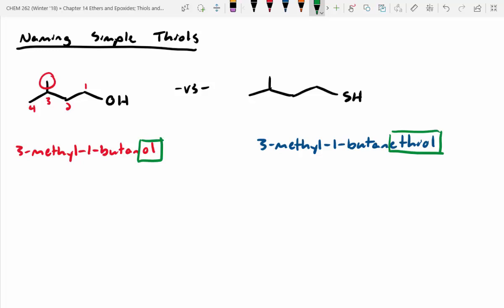All right, there's a lot of alcohol. Yep. Do you have to include the 1? It's not assumed here because it could be coming off of carbon 2, for example, so you do want to indicate which number it's coming off of if it's not clear. All right, so let's do the next one where we get into more complicated thiols.